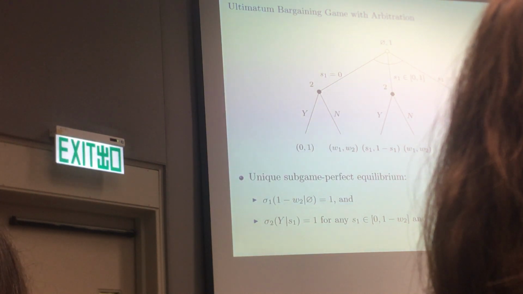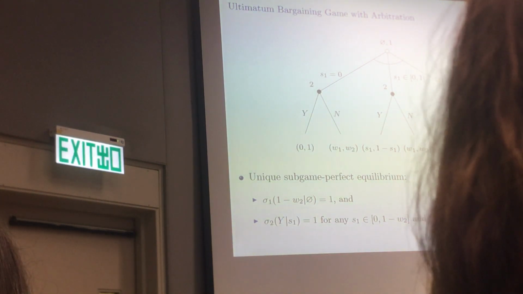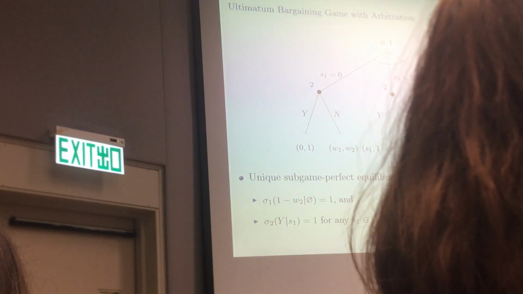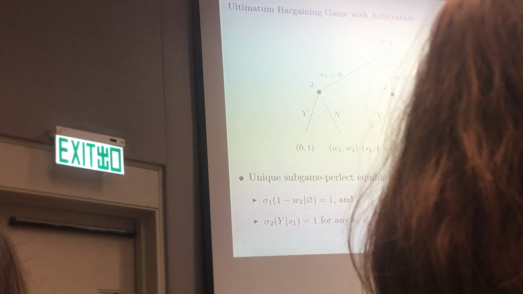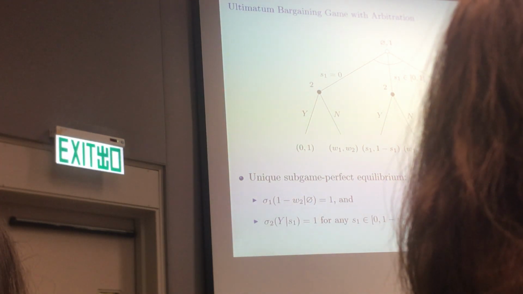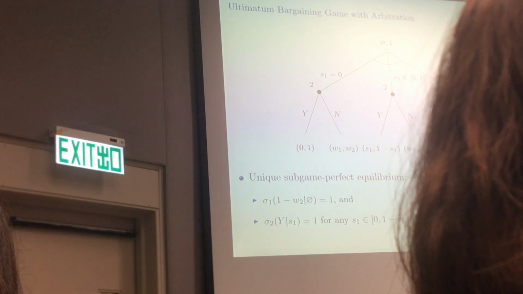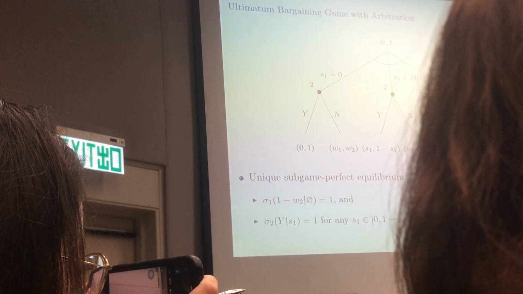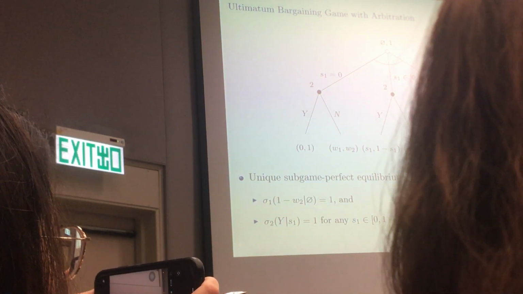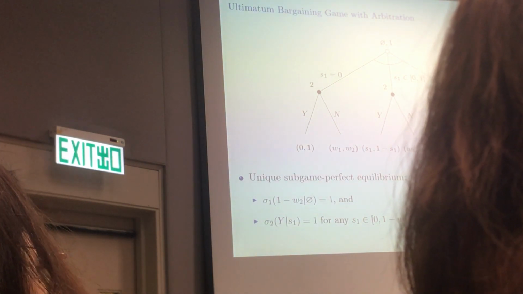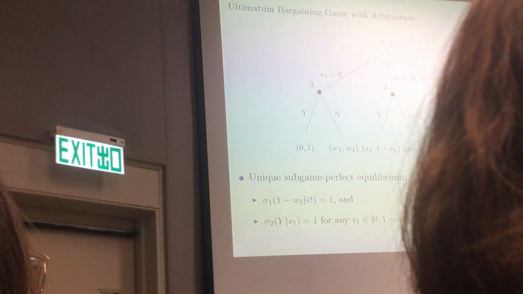Basically, we just repeat exactly the same argument to solve this case, the same argument we used for the case without arbitration. Any question? So the last one. This graph is clear to you, right? I mean, this part and this part.